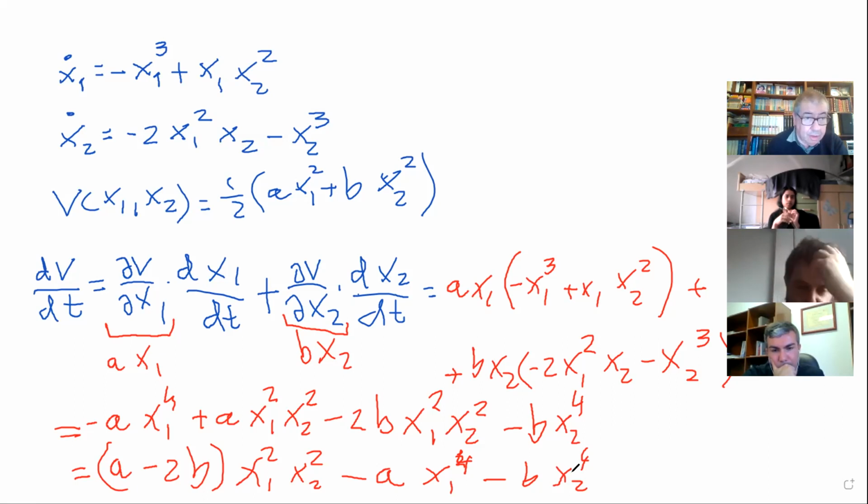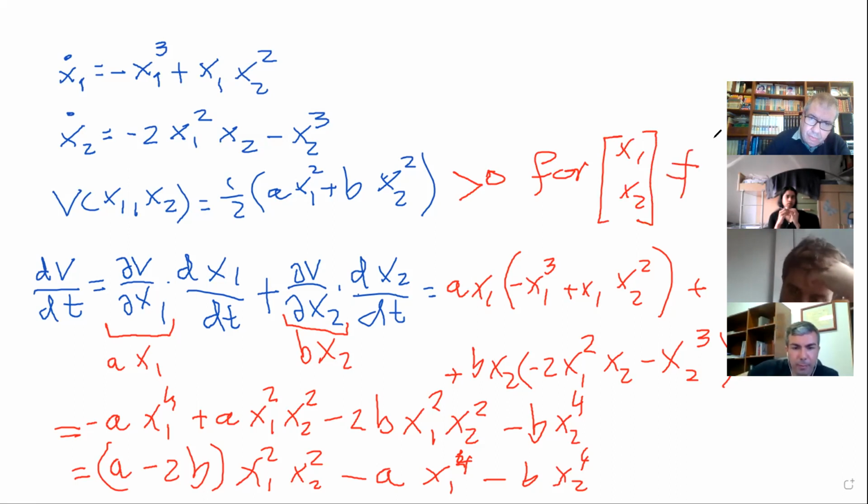They should be positive because this should be bigger than 0 for x1, x2 different from 0, 0. Away from the origin, this should be positive. So this implies that A and B should be positive. Otherwise, if one is positive and the other is negative, then you can find values for which this vanishes.